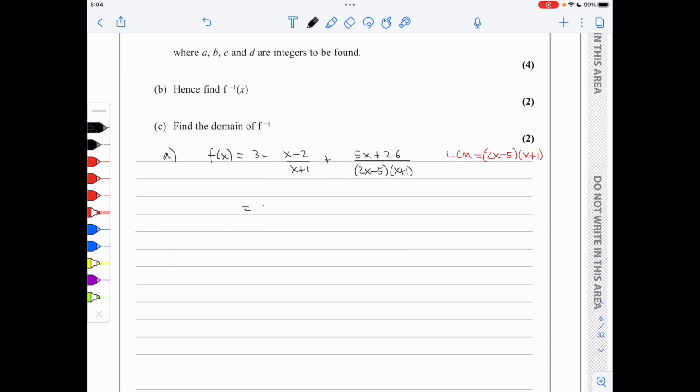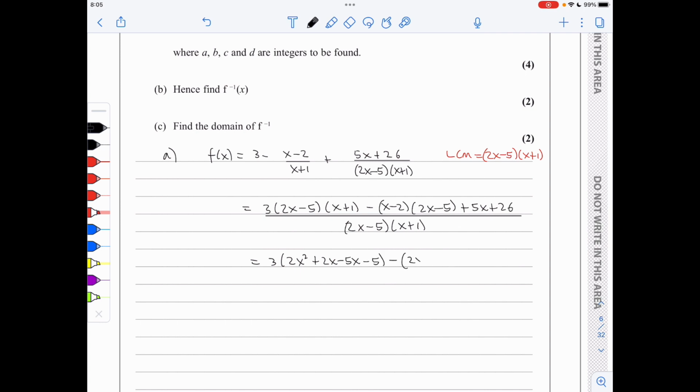So this will be 3 times 2x minus 5 times x plus 1, minus x minus 2 times 2x minus 5, plus 5x plus 26, and all over 2x minus 5 times x plus 1. We will proceed in expanding. It's 3 brackets 2x squared plus 2x minus 5x minus 5, minus brackets 2x squared minus 5x minus 4x plus 10, plus 5x plus 26, all over the denominator of 2x minus 5 times x plus 1.